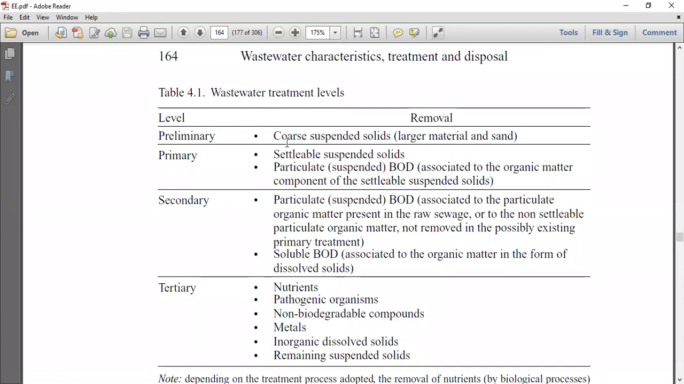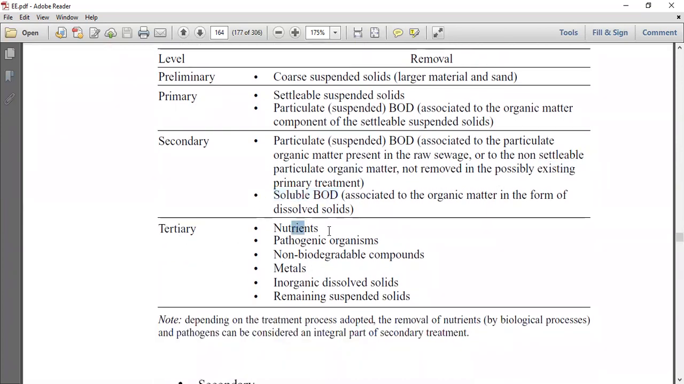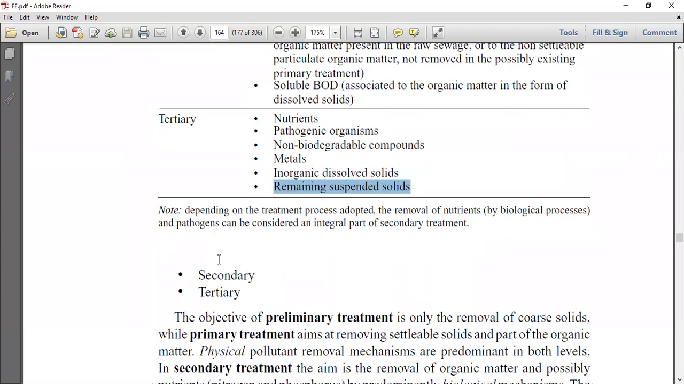So in the preliminary, coarse suspended solids are removed, large material at the site. In the primary, settleable suspended solids, particulate BOD and the components of the settleable suspended solids are removed. In the secondary, particulate BOD, organic matter present in the raw sewage, or the non-settleable particulate organic matter not removed, and possibly existing soluble BOD. Tertiary: nutrients, pathogenic organisms, non-biodegradable compounds, metals, inorganic dissolved solids, and the remaining suspended solids.